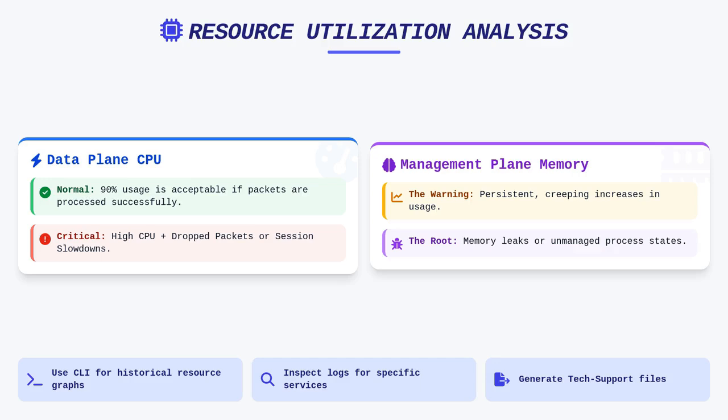A persistent, creeping increase in memory utilization, particularly on the management plane, often points toward a memory leak or an accumulation of unmanaged process states. You must differentiate between expected caching behavior and genuine resource depletion. If your memory usage climbs steadily until a process crash occurs, you need to begin looking at the specific services running on the management plane. This usually involves inspecting logs or generating a tech support file to capture the state of the processes at the time of the incident.